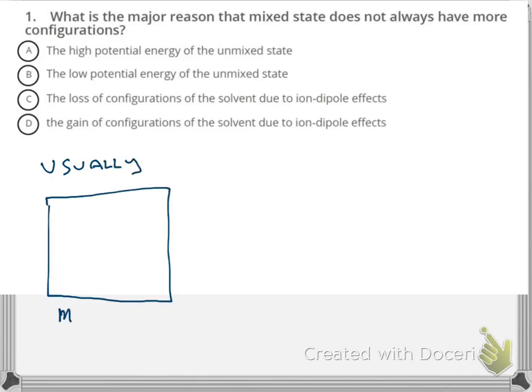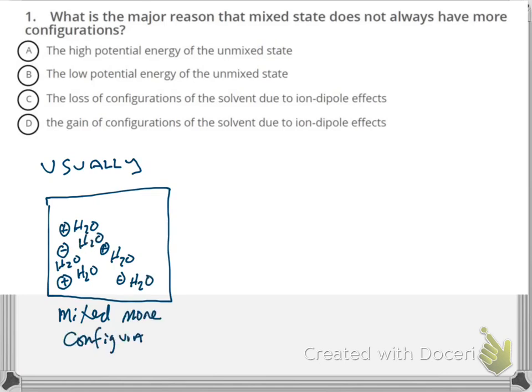This particular question asks, what's the major reason that the mixed state does not always have more configurations? This question is based on usually when you mix substances together. So you have a pure ion and you mix in water, meaning it becomes completely soluble. We fully expect there would be more possibilities, higher configurations, and that's what we usually expect, right? So mixed has more configurations, more possibilities, and this is usually the case, except, right? This is the except part.